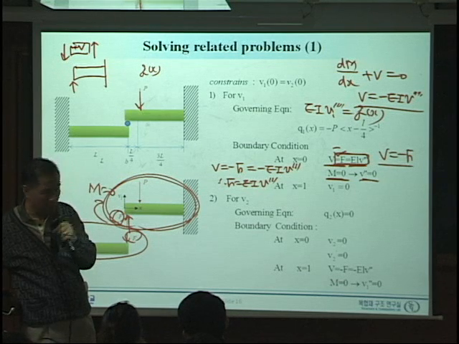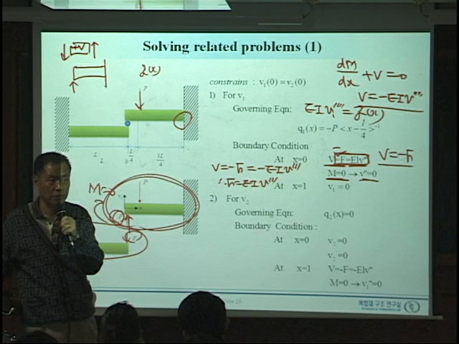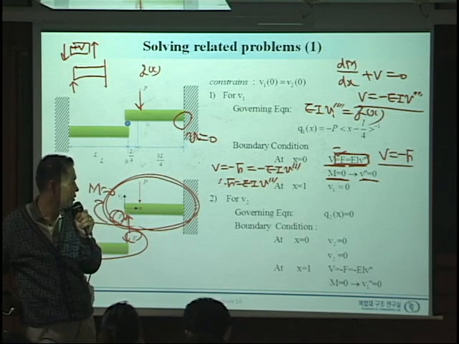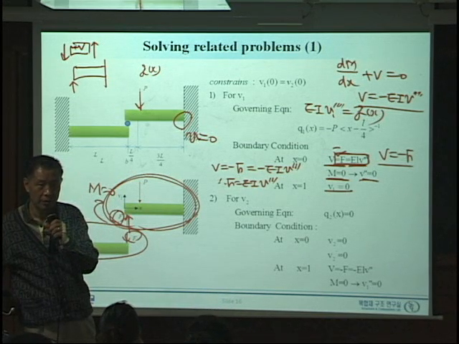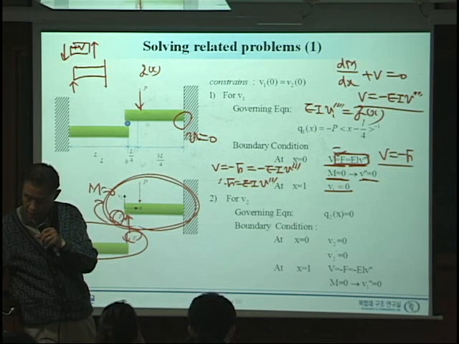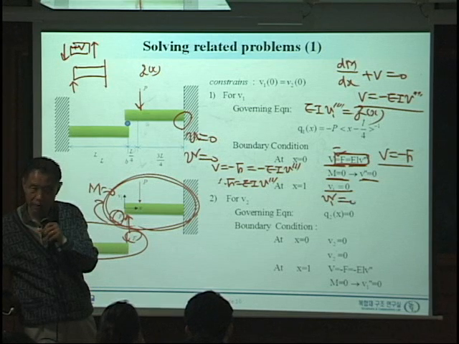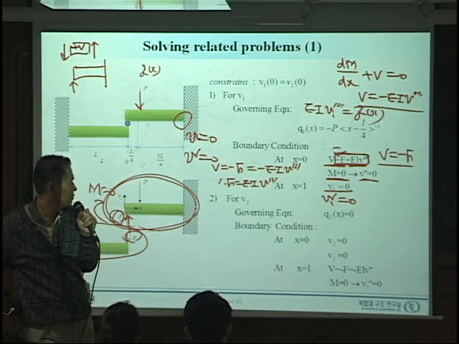Now, how about x equal L here? What are the boundary conditions? Deflection is 0, and say again, what is 0 here? V1 prime equals 0, right? So one prime is missing here. Okay, the prime is 0.